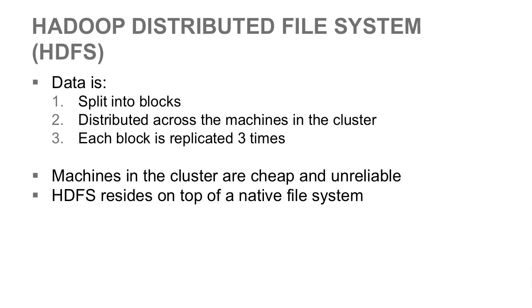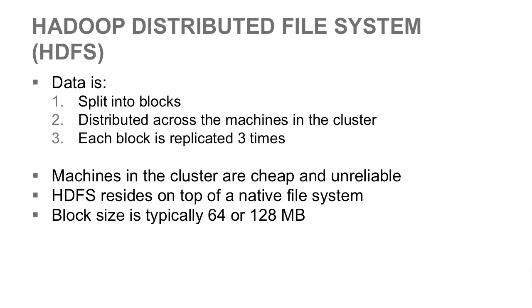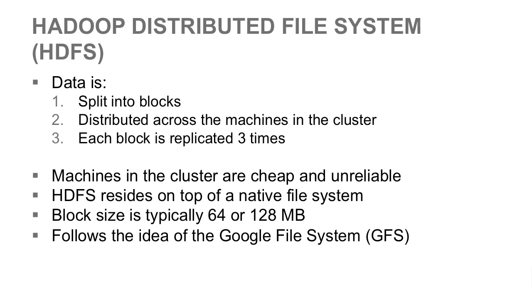HDFS, in its realization, resides on top of native file systems. And normally, these machines are running Linux, so HDFS resides on top of that. We have seen in previous illustrations that we have some blocks, and that these blocks are typically going to be relatively large, 64 to 128 megabytes. And all of these ideas that we have in HDFS are following the ideas that were originally created for the Google file system, which remains as a proprietary implementation.